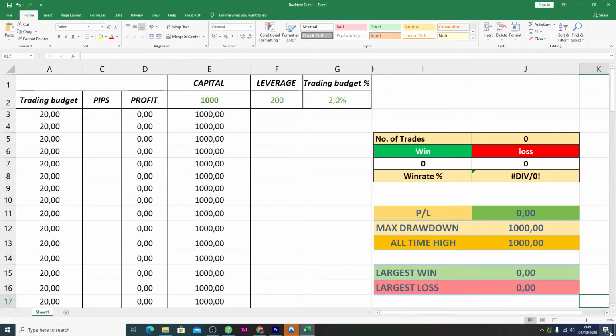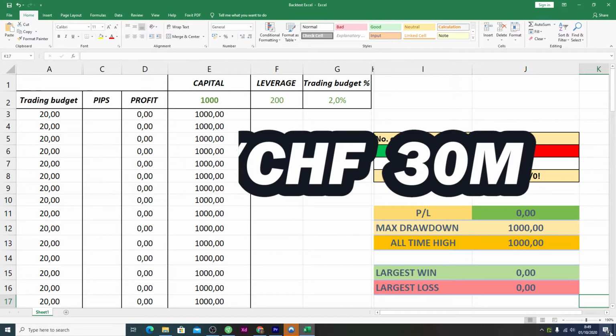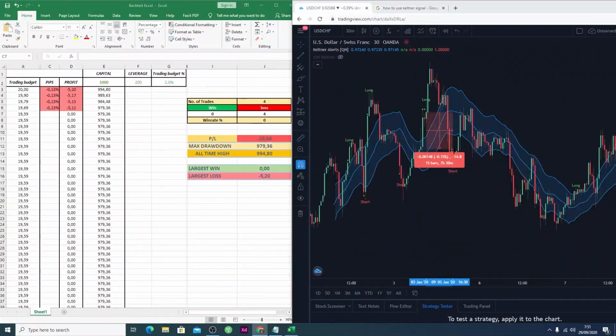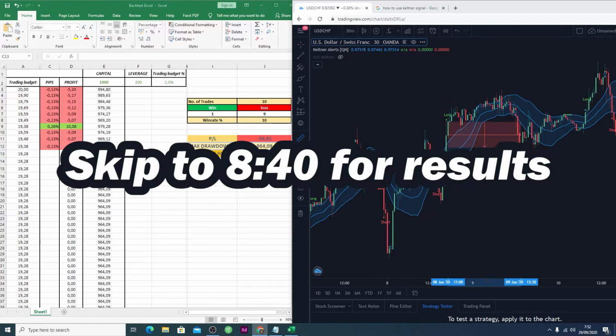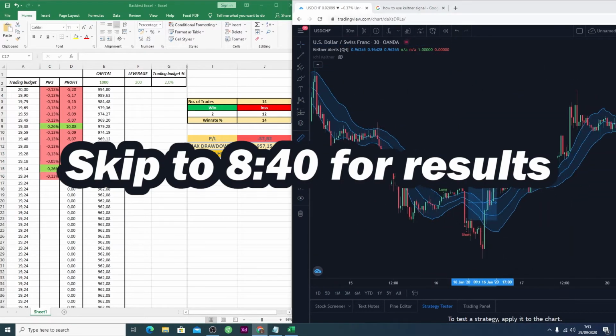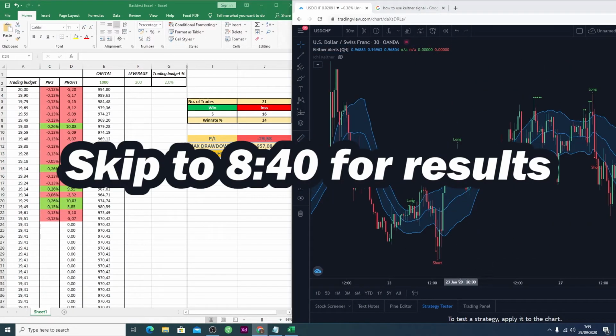I'm also doing the same settings for the backtest. I'll start with a capital of $1,000 using 200 times leverage per trade and only risking 2% of my capital per trade. And I'm trading the USD Swiss 30-minute chart. So here's a time lapse of me backtesting the strategy. You can skip to the timestamp shown on the screen to see the results.